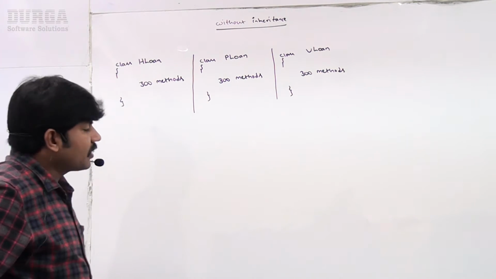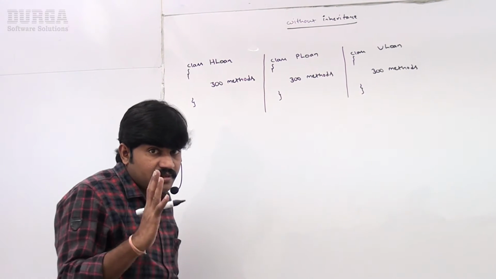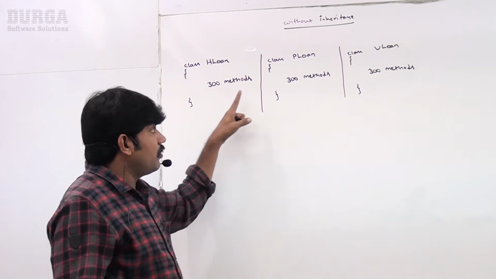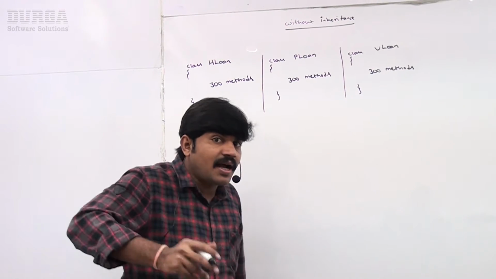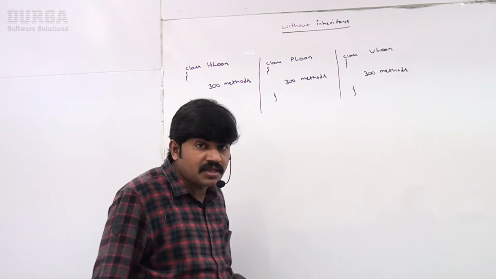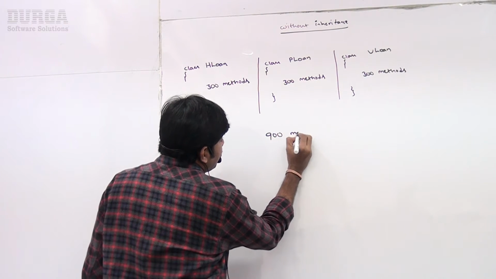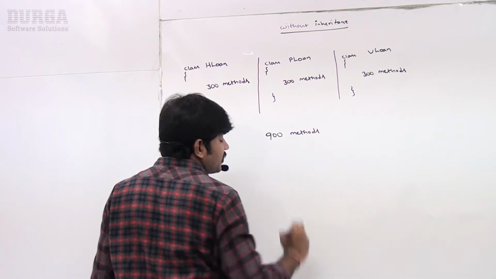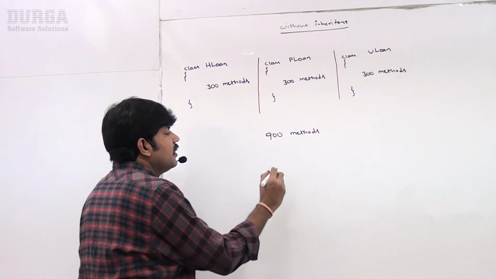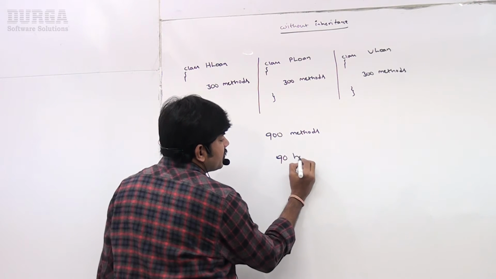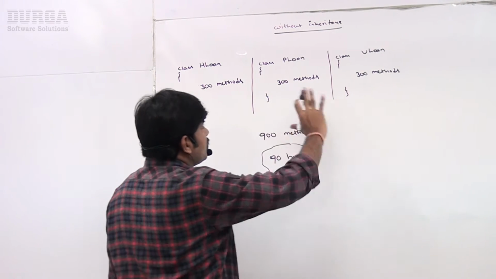Can you please tell how many types of loans I'm handling? Three types of loans, sir. One is housing loan, personal loan, and then what? Vehicle loan. Total how many methods I implemented, sir? 900 methods I implemented. Assume that 90 hours of development time I spent to develop this loan module.